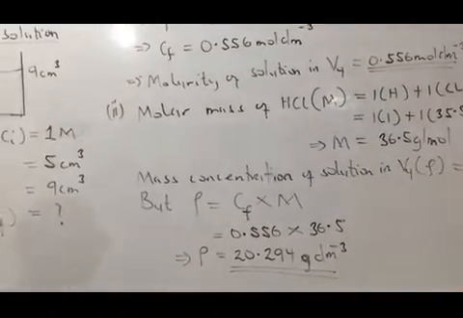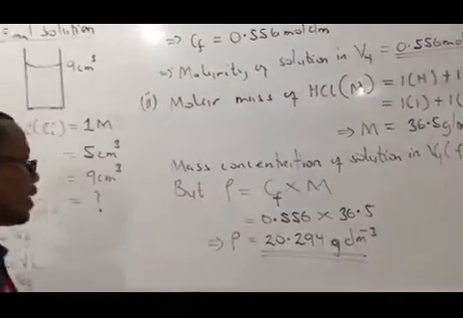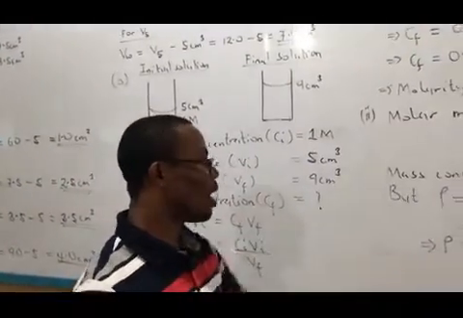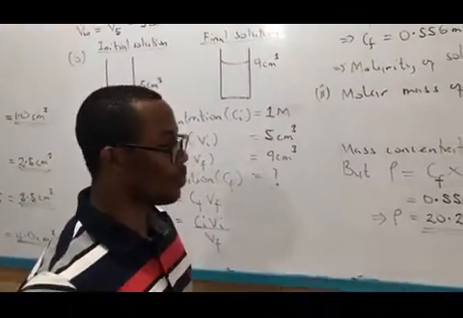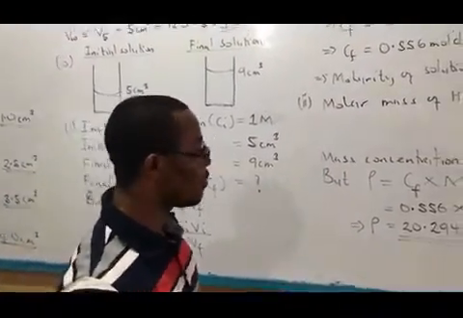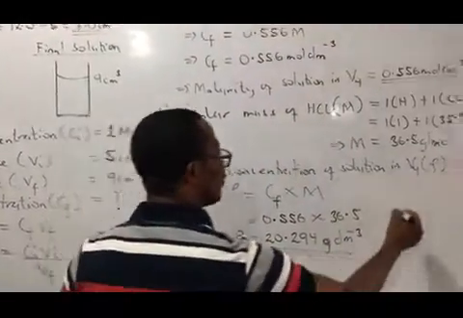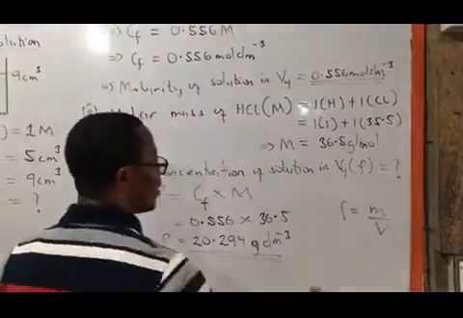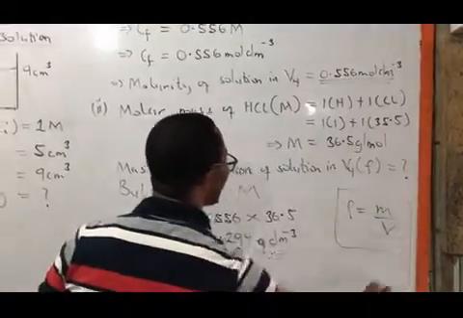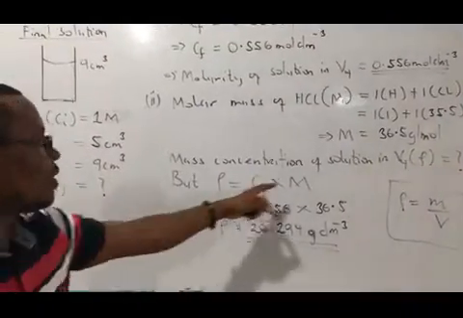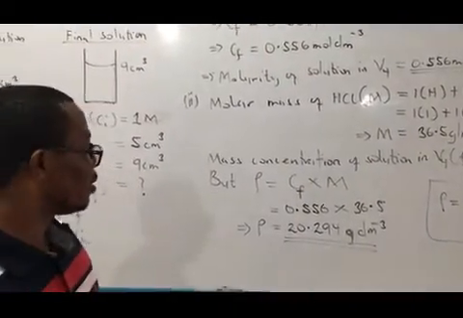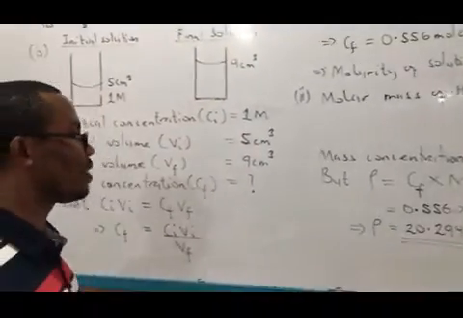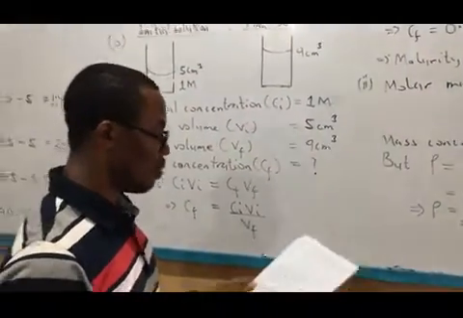So anytime you're looking for mass concentration, but you have calculated the molarity, your mass concentration will be the molarity times the molar mass. Don't forget that mass concentration is actually equal to mass over volume. Okay, so that's the formula for mass concentration. But we make use of this if you know the molarity. So once you know the value of C, you find the molar mass and then you multiply by the molar mass.